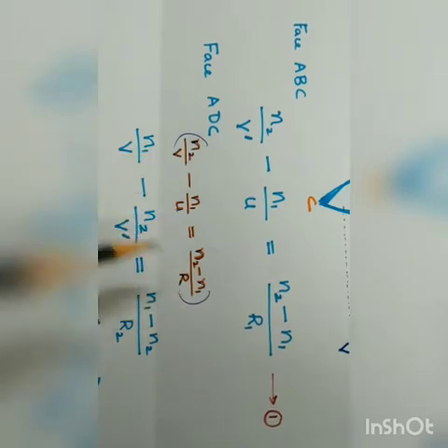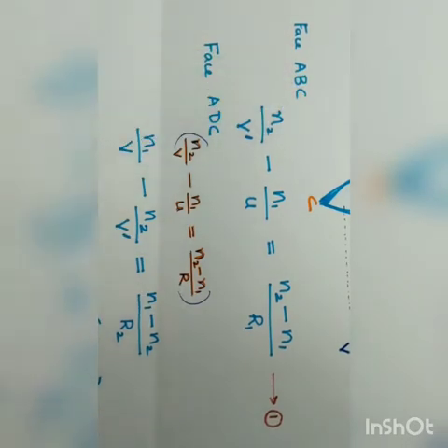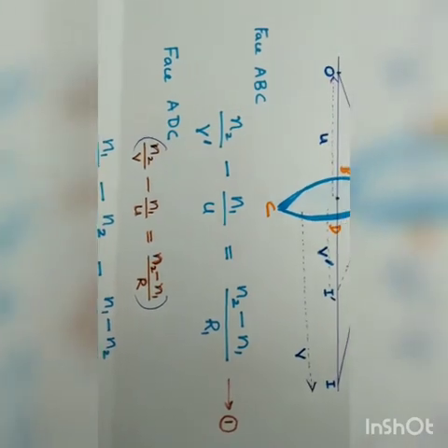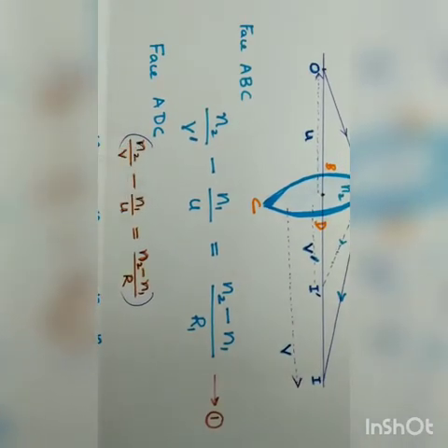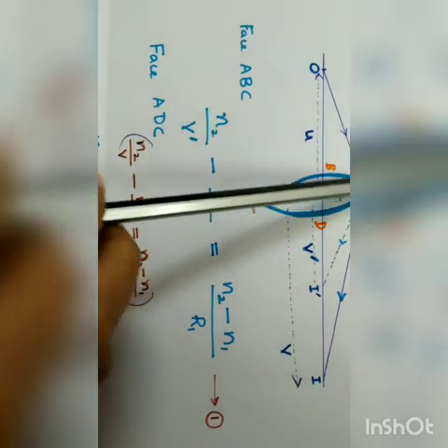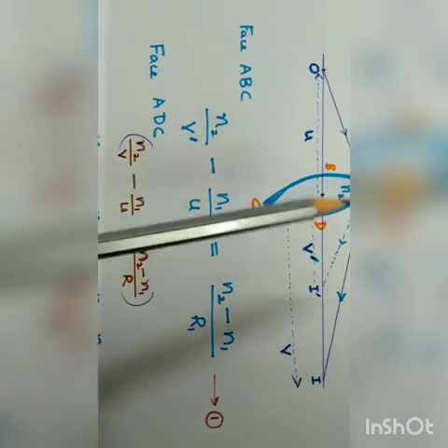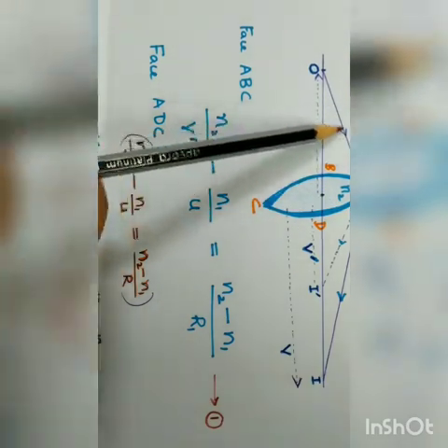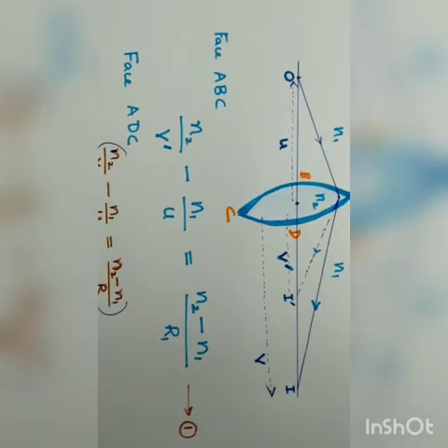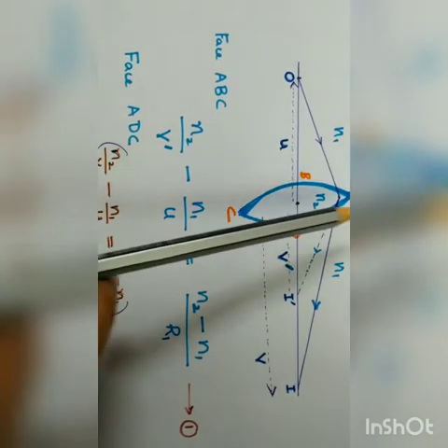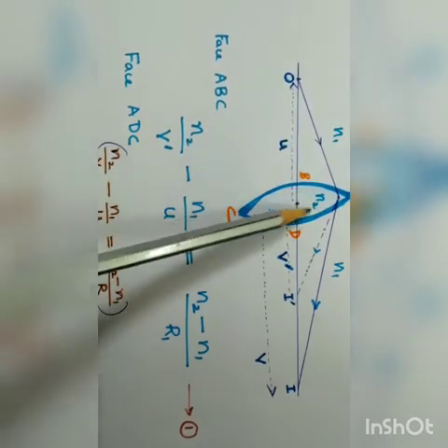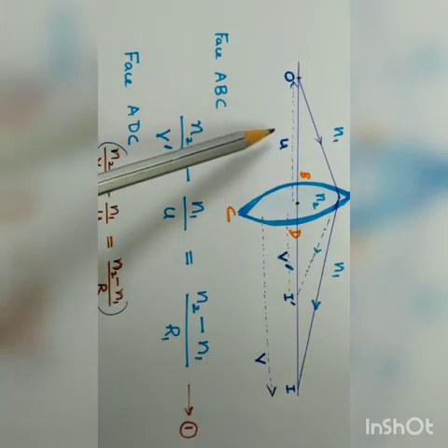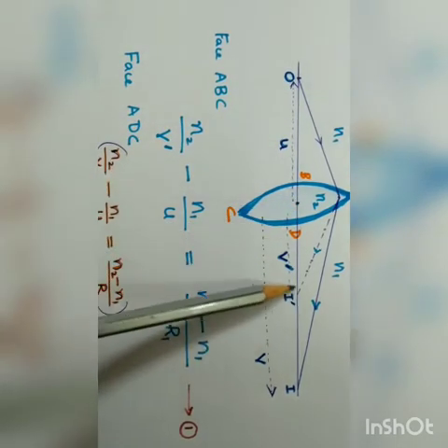So let us apply this formula for the first face ABC. Applying the equation for the first face, the formula is n2 by v minus n1 by u equals (n2 minus n1) by r. For the first face ABC, the first medium has refractive index n1 and the second medium has refractive index n2. So for this face, the first refractive index is n1, the second refractive index is n2, the object distance is u, and the first image formed is I dash.